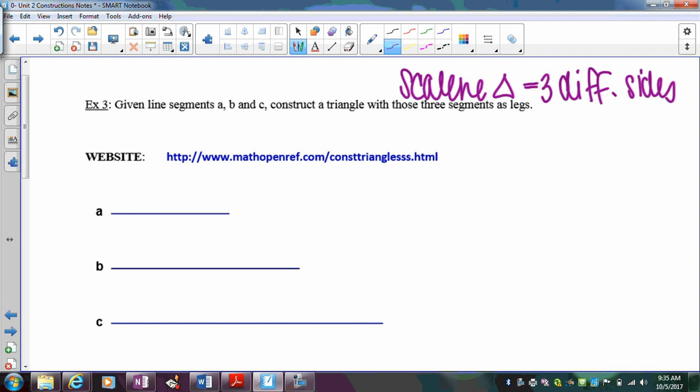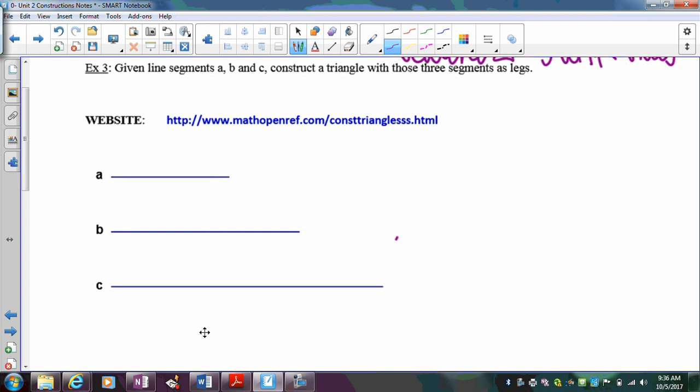So for this one, you basically just have to take each of these sides and use it once and make a triangle out of it. It doesn't matter which one's on the bottom or which one's on the sides because they're all different. So you just kind of pick and choose. So let's just say I go right down the line here.